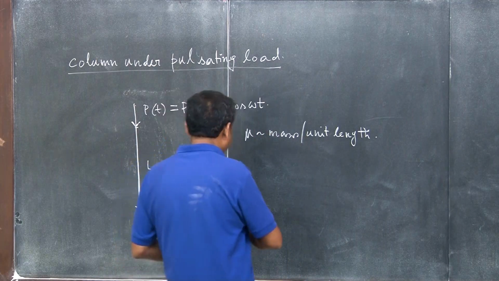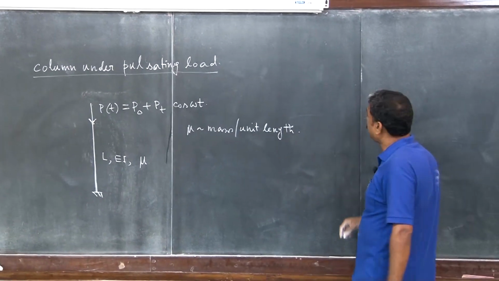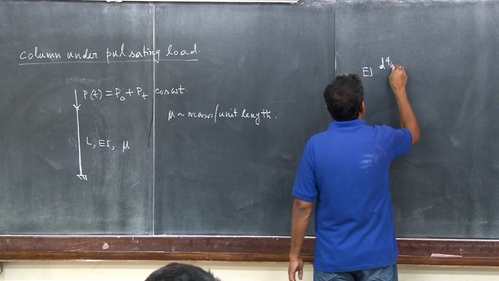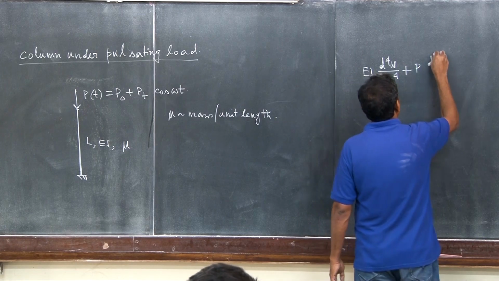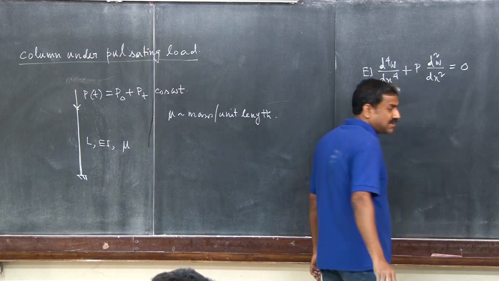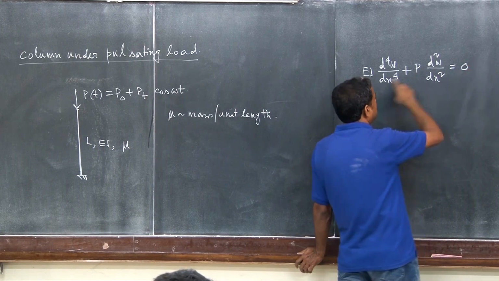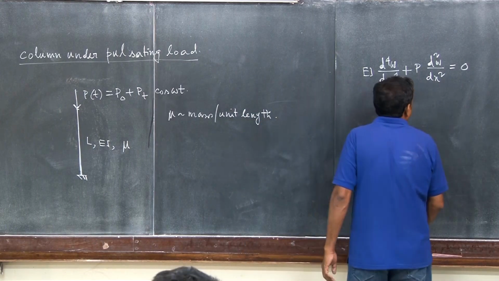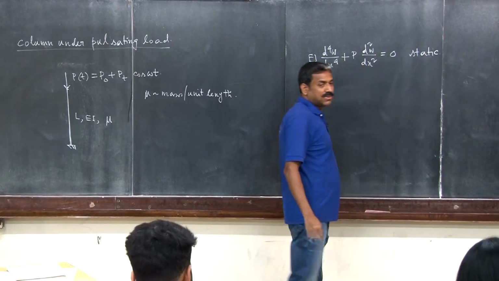Now, what will be the equation of motion for this? We know the beam column equation. What is the beam column equation? It is nothing but EI d4W dx4 plus P d2W dx2 is equal to 0. Or maybe if a laterally applied load is there, then it will be something else. This is the static beam column equation. We all derived that static beam column equation.